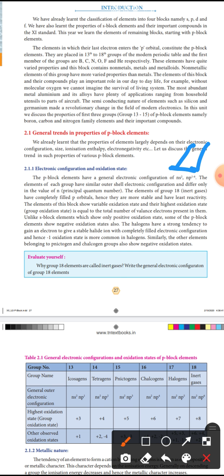Then p-block elements show variable oxidation states. The highest oxidation state is equal to the total number of valence electrons present in the group. For s-block elements, we know it is a positive oxidation state with only 2 electrons. P-block elements also show negative oxidation states. The halogens have a strong tendency to gain an electron to form a stable halide ion with a completely filled electronic configuration, so halogens have a -1 oxidation state.